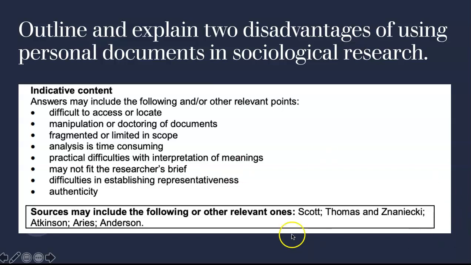Remember those examples, okay? You've got examples down here. The one that I think you would have definitely heard about is Aries, okay? Anderson and Atkinson you'll hear about in year 13 when you do crime. They look at suicide. But you could have certainly mentioned Aries. You've got personal documents, or obviously their letters, their diaries, their artwork, their autobiographies, okay?